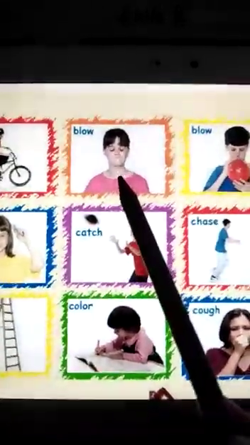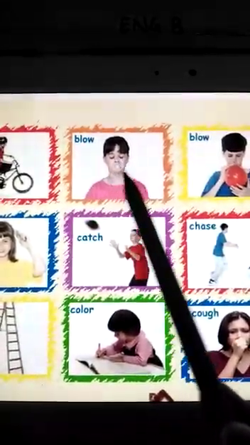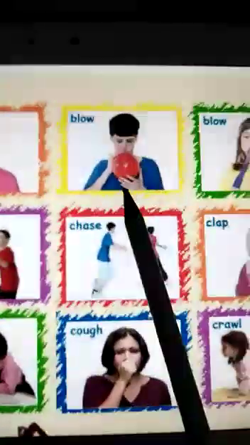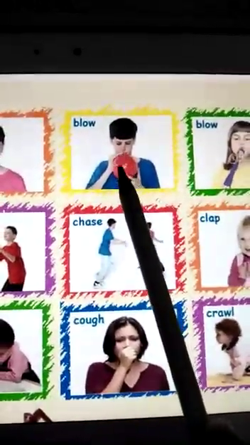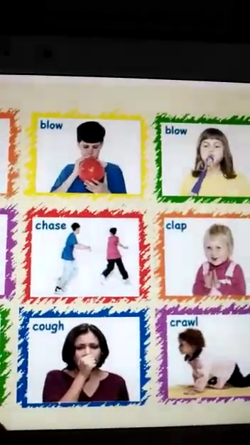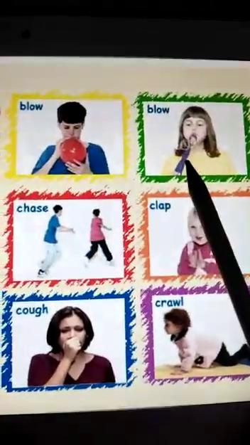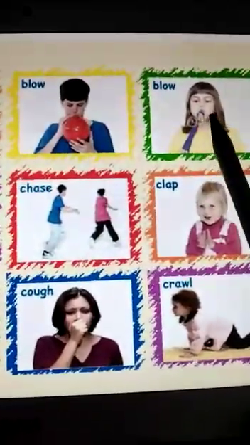She is a girl and she is blowing her chewing gum. So she is performing some action. Now what this boy is doing, he is blowing a balloon. Blowing means pulana. So this is some kind of activity. She is blowing a whistle. She has a whistle in her mouth and she is blowing.